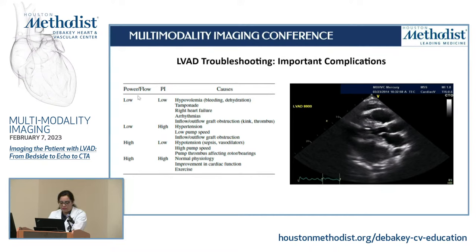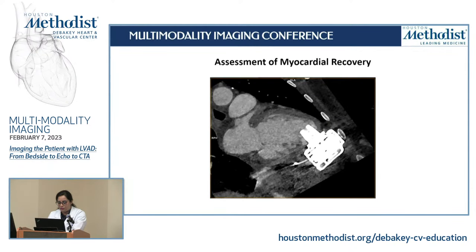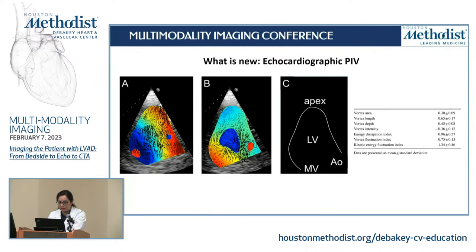And these are some of the other scenarios. I don't think I'm going to go over them in detail, but generally speaking, if you have low flow, think about RV failure, think about hypovolemia. Hypertension can also cause low flow. High flows are usually a vasodilatory state, usually from sepsis, or from using too many vasodilators. And if you have high PI, think about LV recovery too. That's where assessment of myocardial recovery is important. We're also using CT to help us. Then we do a cardiopulmonary exercise test in these patients to see if they have real reserve, and we make them exercise with echo and heart cath combined.